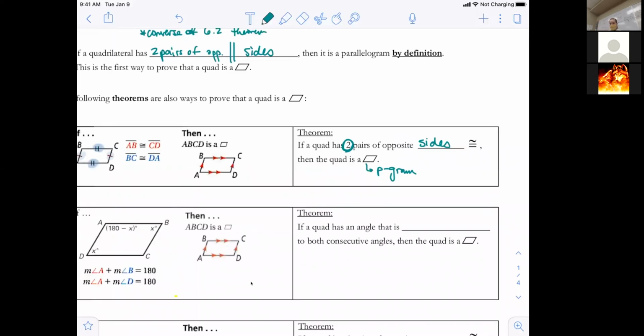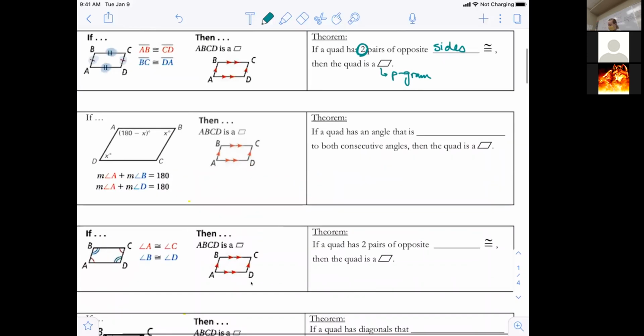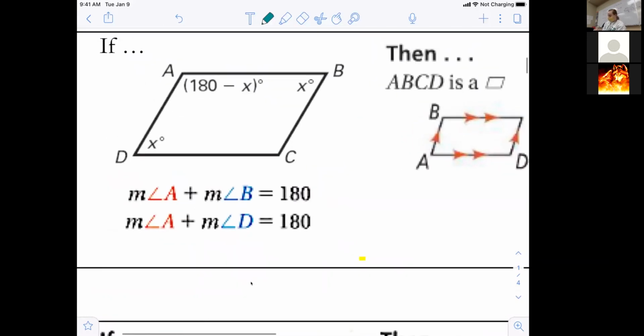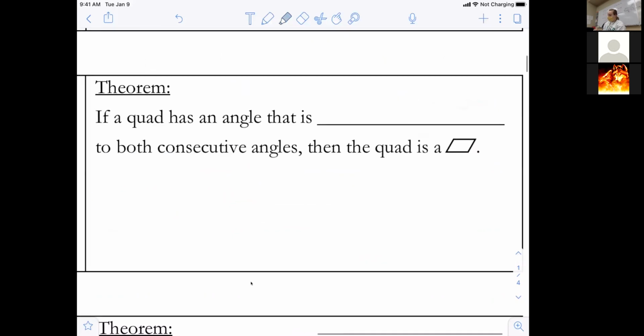All right, number 3, this one says if measure of angle A plus measure of angle B equals 180, and measure of angle A plus measure of angle D equals 180, then we have a parallelogram. So I'm saying in reference from angle A, I need both D to be its supplement and B to be its supplement. So that means if a quad has an angle that is supplementary to both consecutive angles, then a quad is a p-gram. Do you see how the first one was 2? This one is both. It's important that all of these things are true, not just one.